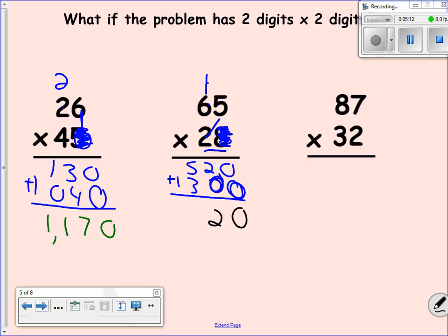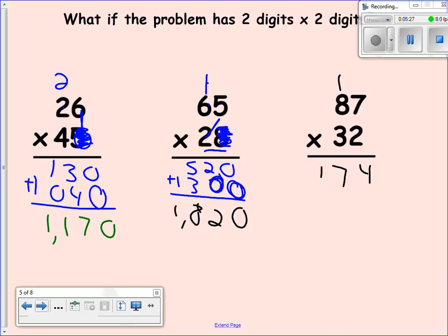0, 2, 8, 1, 1,802. Probably write a little neater for you. Over here, 7 times 2 is 14. 8 times 2 is 16, plus 1 is 17. I'm going to go ahead and erase the top.